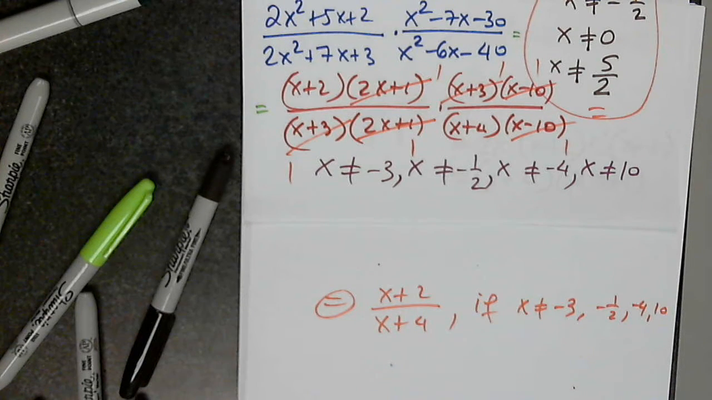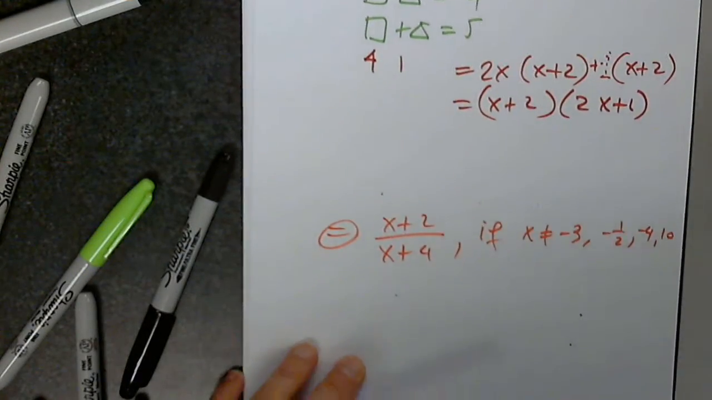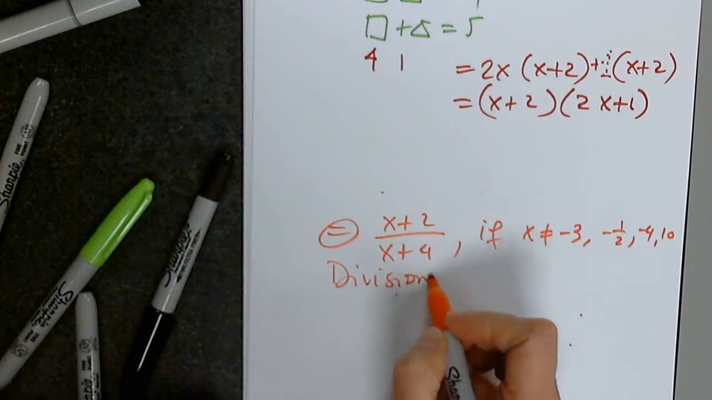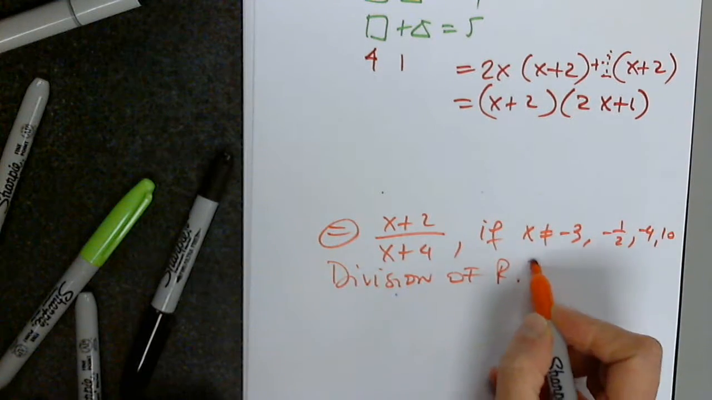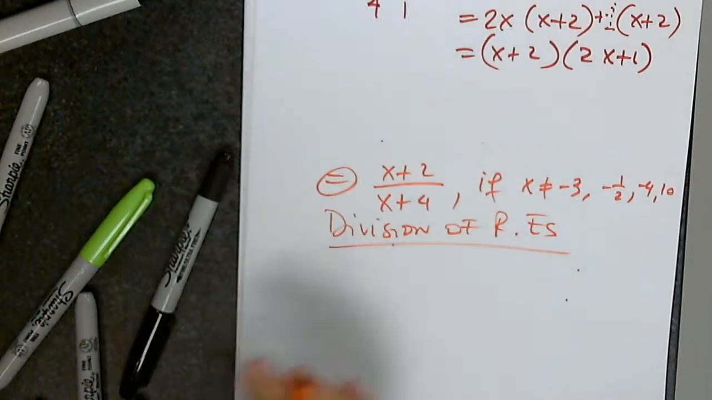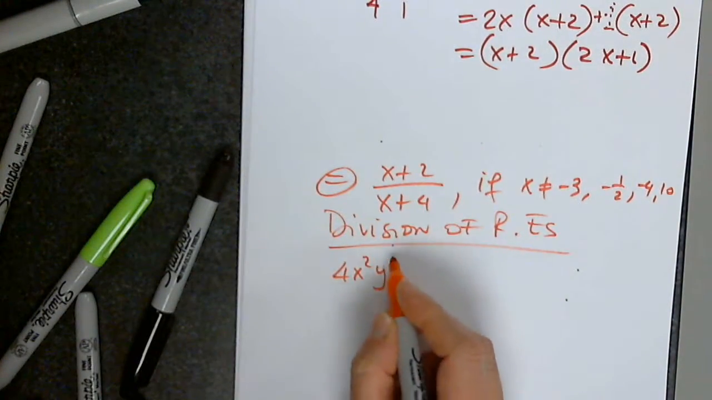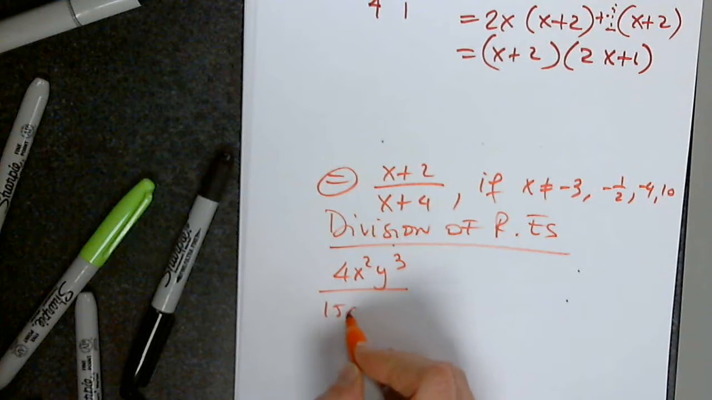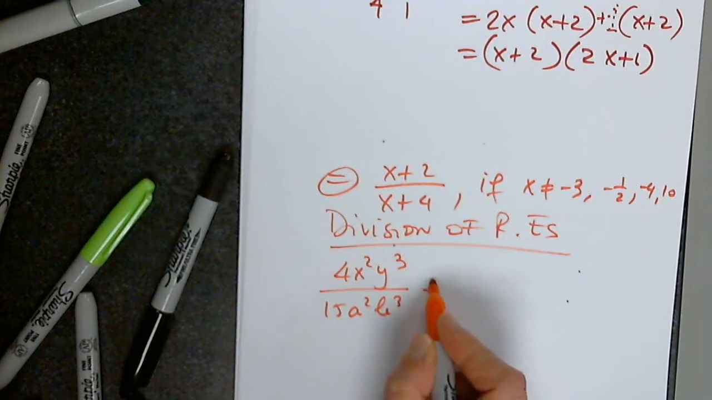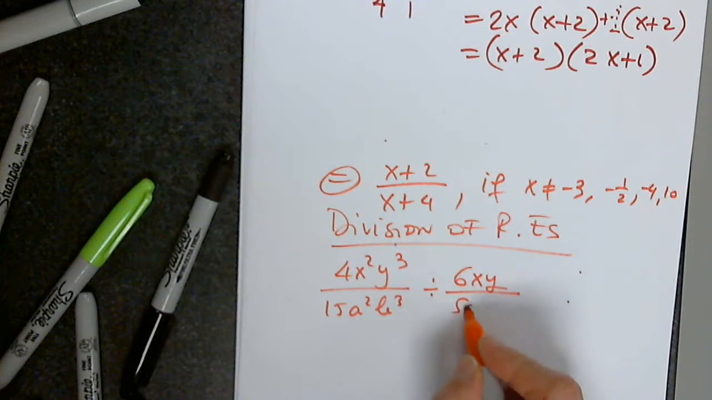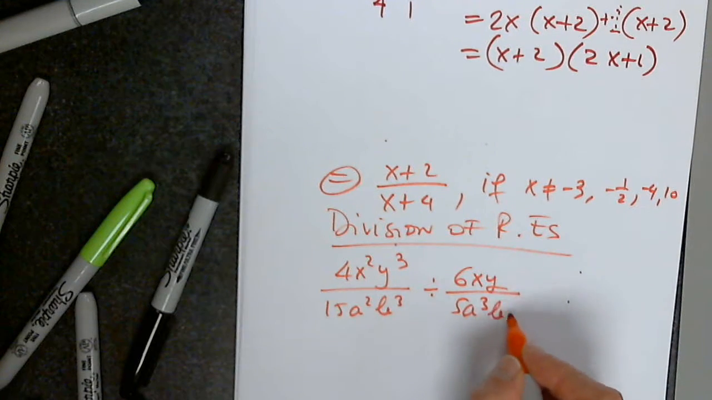Correct? Okay, now let's look at division. Same thing. So let's see how we divide. Division of rational expressions. Okay. 4x squared y cubed over 15a squared b cubed divided by 6xy over 5a cubed b to the 5th.